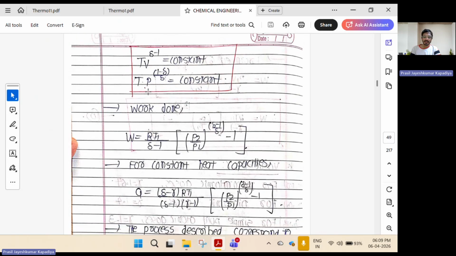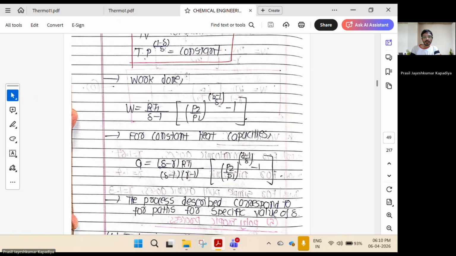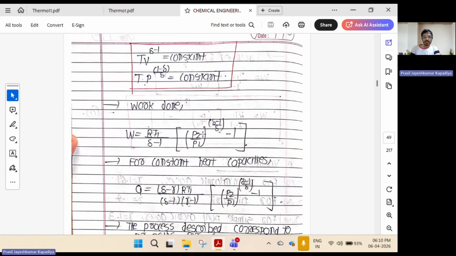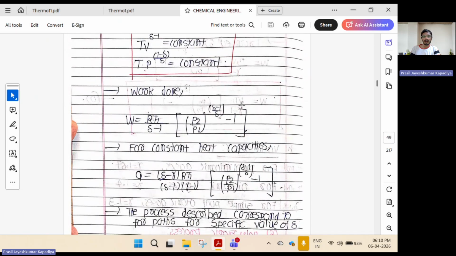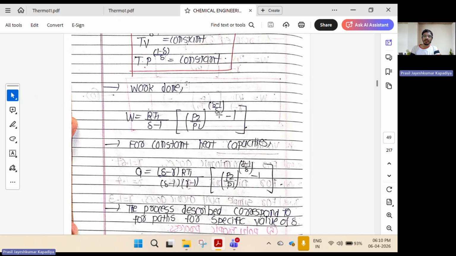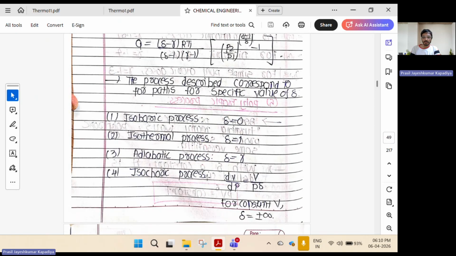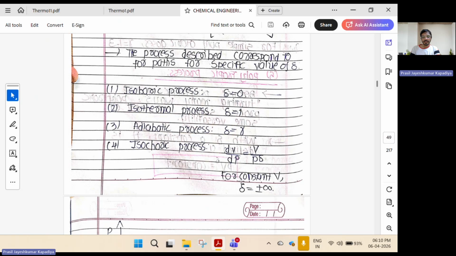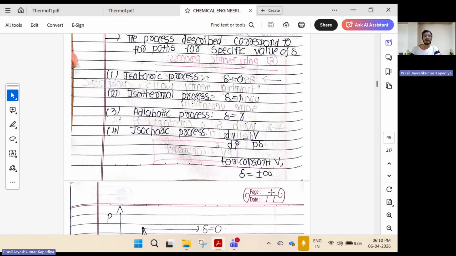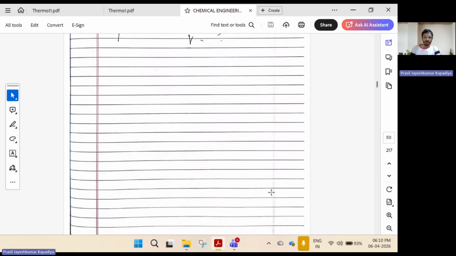And similarly, these equations are also there. Then work done is also here. If I put delta is equal to 0, if I put 0 here, no, okay. There are some limits we need to know. Okay, so this is something you need to remember. For constant V, delta can be plus minus infinite. Okay, so this is all about it.